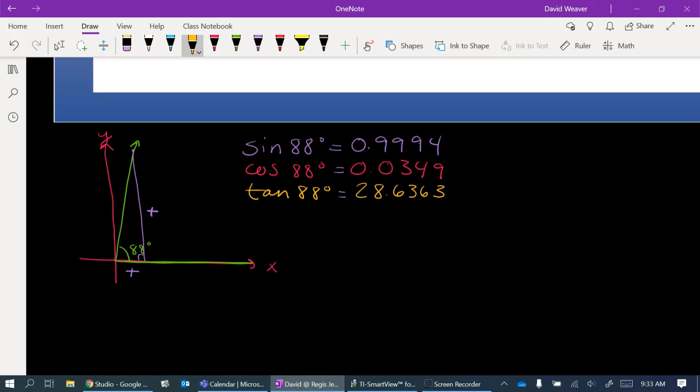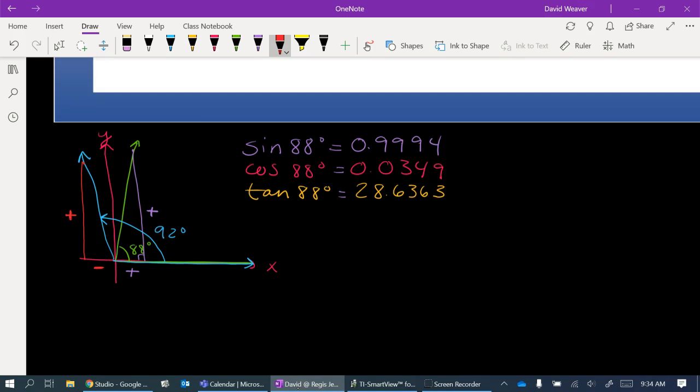But let's try 92 degrees. Let's draw that angle in. We can start, again, right along the x-axis. Let's say it goes in this direction. Again, a little bit exaggerated. But this angle is now our 92 degree angle. We can create a reference triangle here pretty easily. And in this case, we're going to have a negative motion in the x direction and positive in the y.